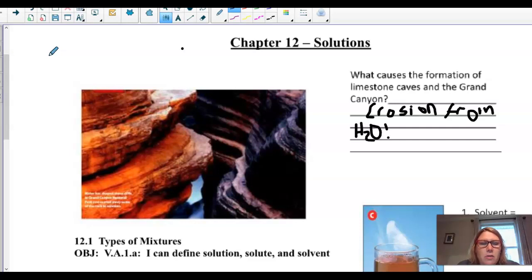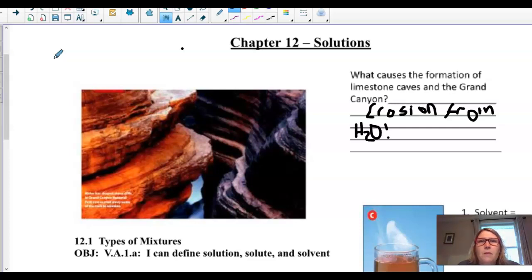There's a picture over to the left, over I guess it would be your left too. It's a picture of the Grand Canyon, and it says what causes the formation of limestone caves. Most of us should know by now that erosion occurs because of water. So we're going to talk a lot about water in here. We're going to talk about solvents, solutes, solutions. We use solutions every day.